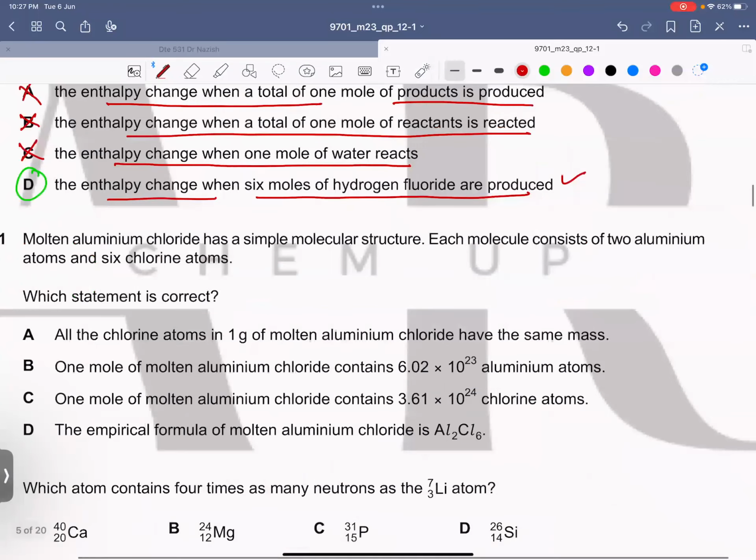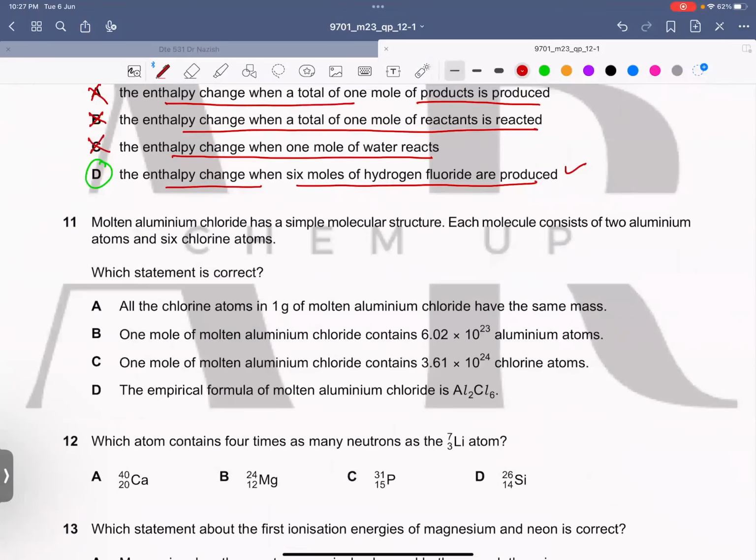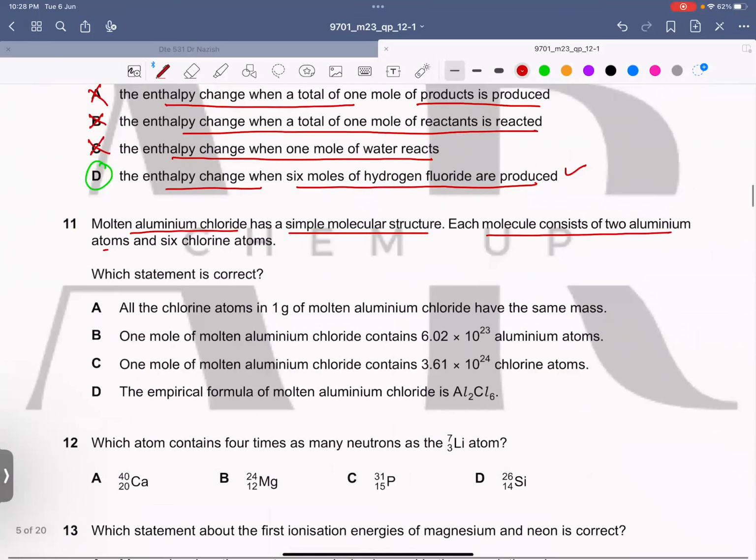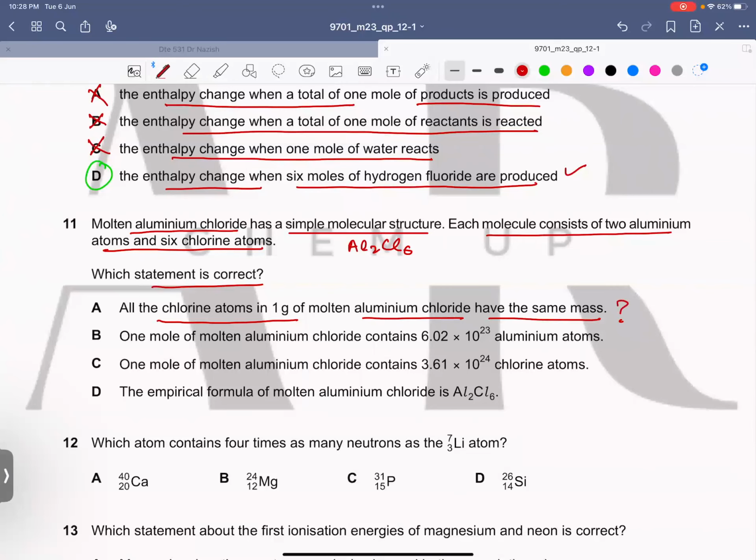Now question number 11. Molten aluminum chloride has a simple molecular structure. Each molecule consists of 2 aluminum atoms and 6 chlorine atoms. Atoms in 1 gram of molten aluminum chloride have the same mass. Is this a correct statement or a wrong statement?